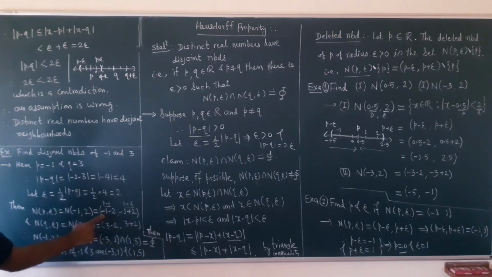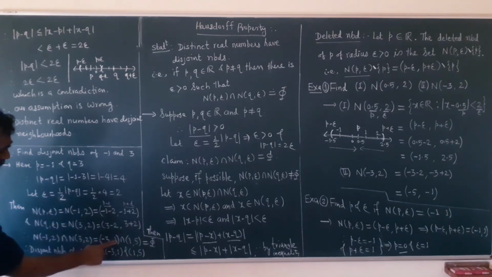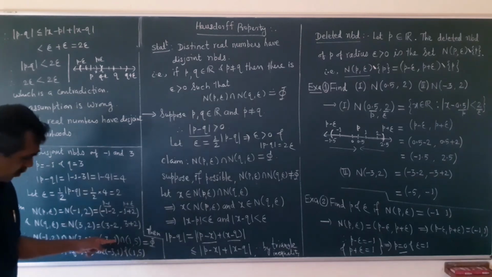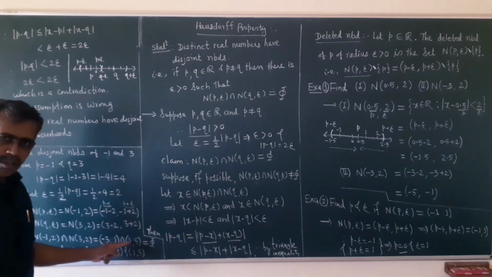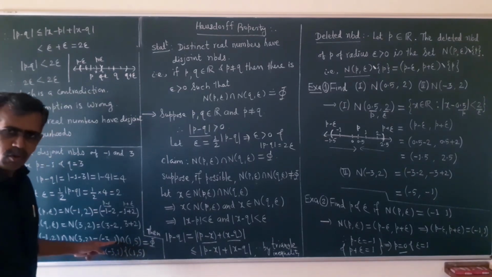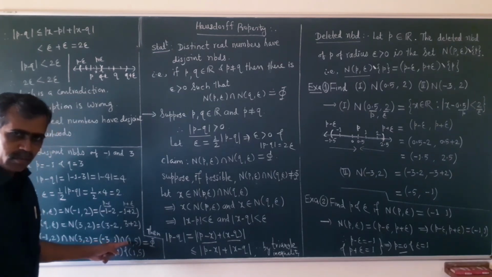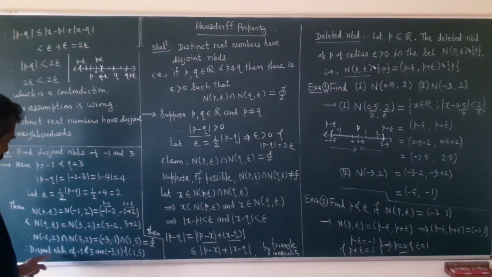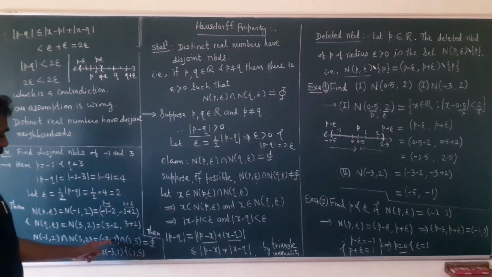Therefore, what is this? This is minus 3 and this is plus 1. So, the neighborhood of minus 1 of radius 2 is (minus 3, 1), and the neighborhood of 3 of radius 2 is (1, 5), since 3 minus 2 is 1 and 3 plus 2 is 5. So, whether these two intervals have anything common, whether 1 belongs to this, no, whether 1 belongs to this, no. 1 does not belong to this, nor to this. So, therefore, these intervals are disjoint, they have nothing common, empty. Therefore, disjoint neighborhoods of minus 1 and 3 are these two intervals.